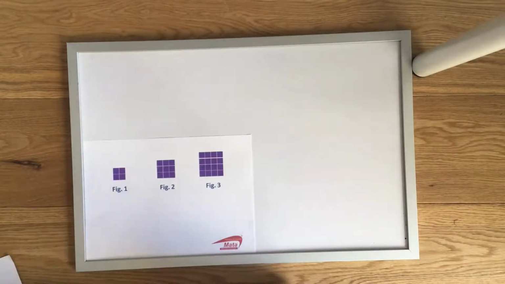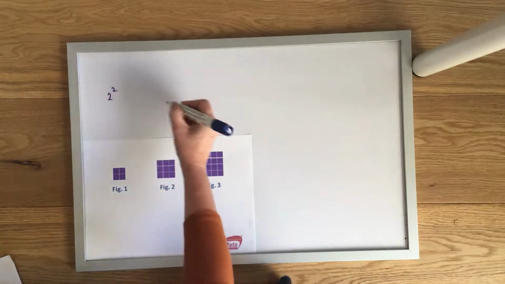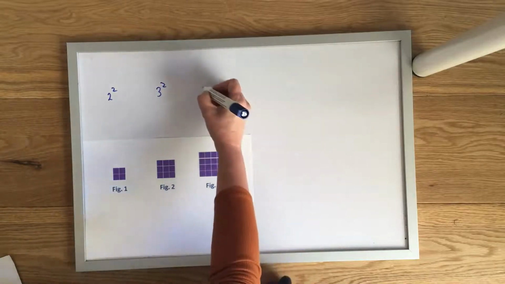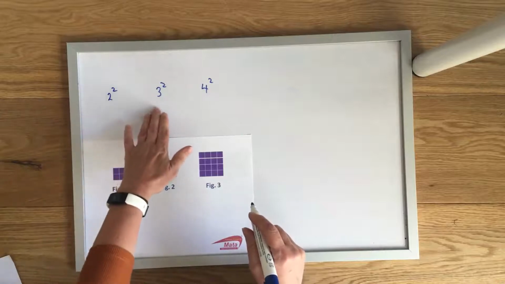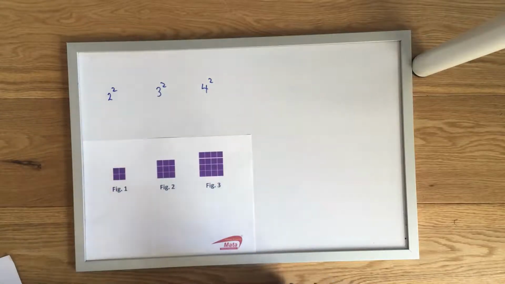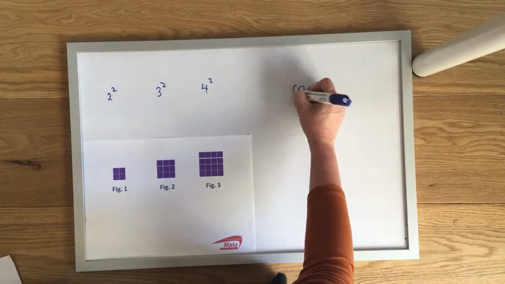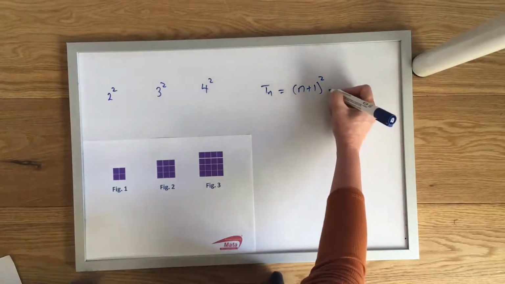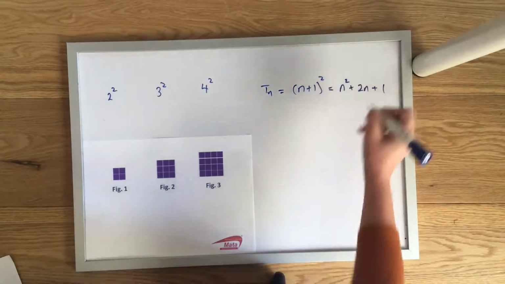Again, this one's quite simple. We have 4, which is 2 squared, 9, which is 3 squared, 16, which is 4 squared. So this is our first, second, third. So our nth, we'd expect to be n plus 1 squared. That's our nth term. We can view that as n squared plus 2n plus 1.